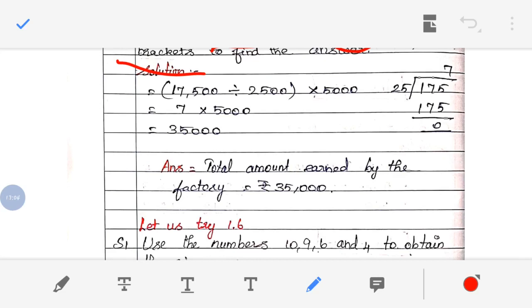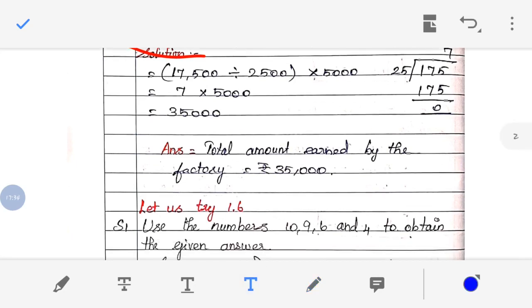One box costs 5,000 rupees. So this many boxes cost how many rupees? One box cost is given, and the number of boxes is also given. One box is 5,000 rupees. So for the cost of the boxes, we have to multiply.